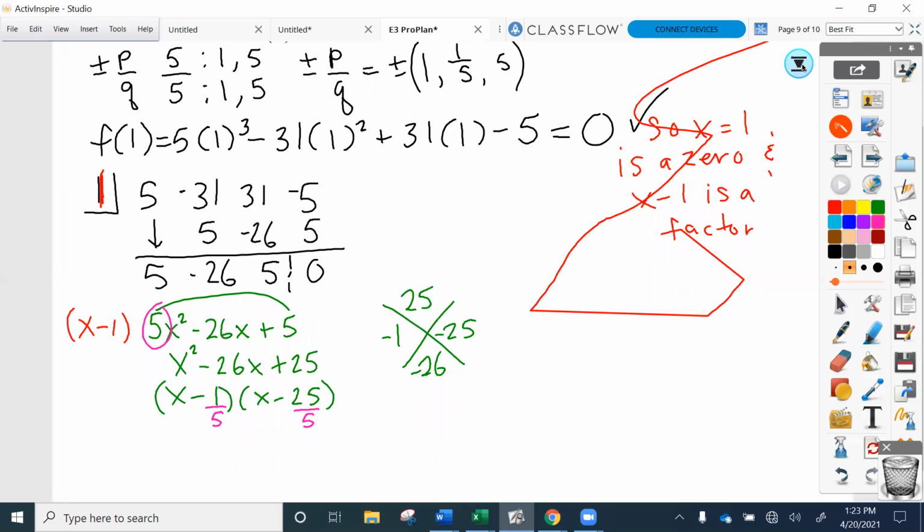Now from here, we could take that 1/5 and swing it up front, but we're just going to end up setting it equal to 0 anyway. So one solution would be x is equal to 1. You knew that from the P over Q. Another solution would be x minus 1/5 equals 0. So x is equal to positive 1/5. And this one would be x minus 25 divided by 5 is just 5. So we'd also get x is equal to 5.